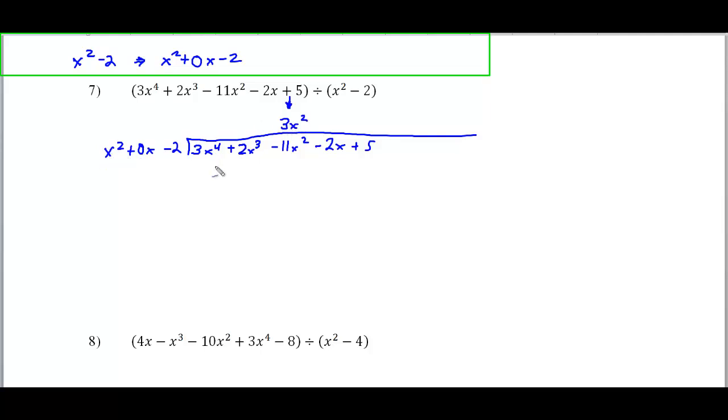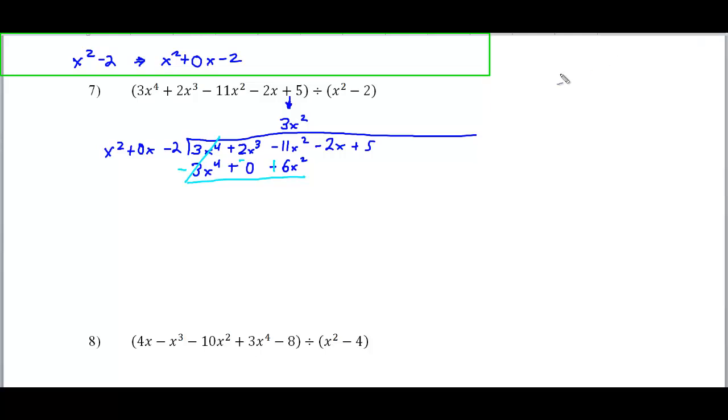3x squared times x squared is going to be 3x to the 4th. 3x squared times 0x is just 0. 3x squared times negative 2 is negative 6x squared. Now I'm going to highlight the fact that this is a different color here. We're going to subtract, which will not change that really, and subtract there. Now this is going to give us a simplified answer, and the rest is going to follow down and drop down pretty easily.